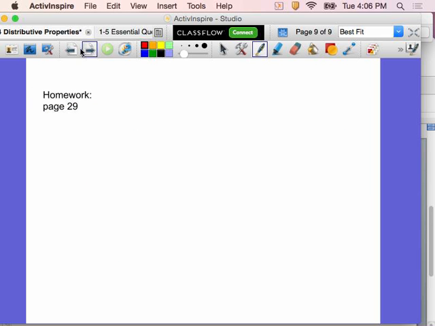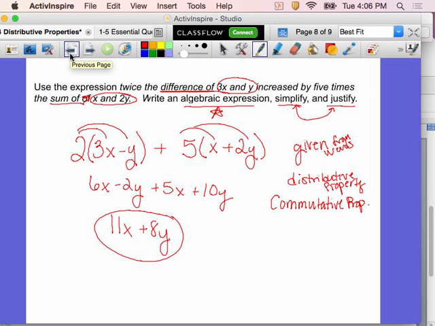Alright, so now you can go to your homework. Careful to be using the distributive property at all times. And certainly try the challenge problems. And remember, I'm picking all the problems that are the hardest in that because you are supposed to be mastering these topics at this point.